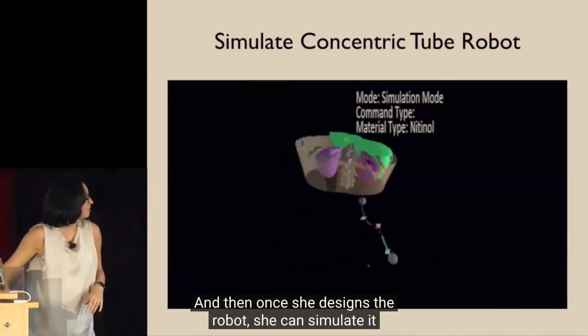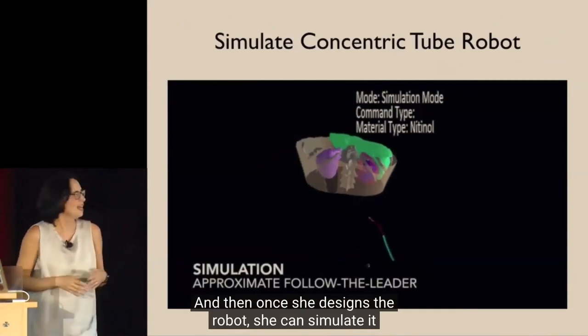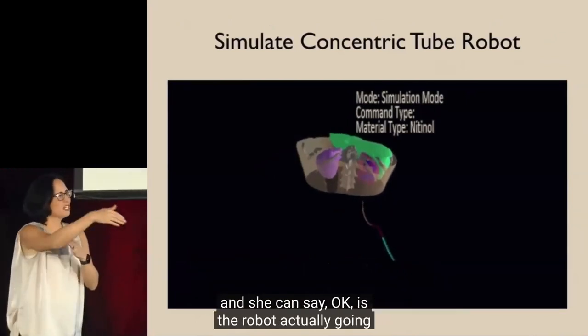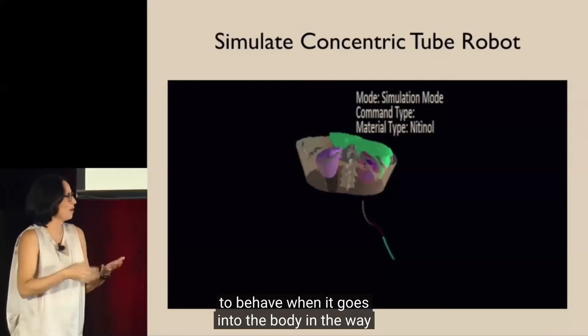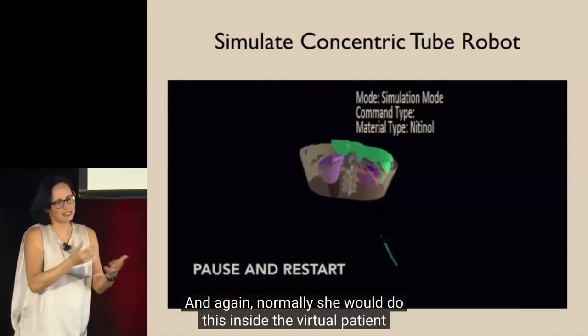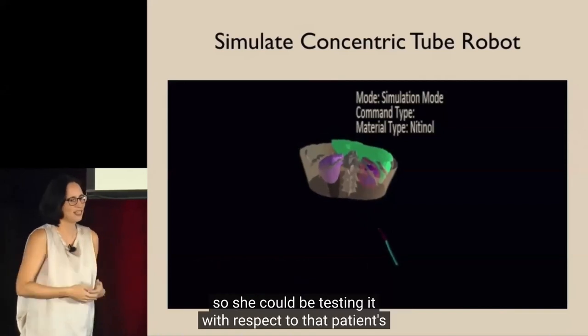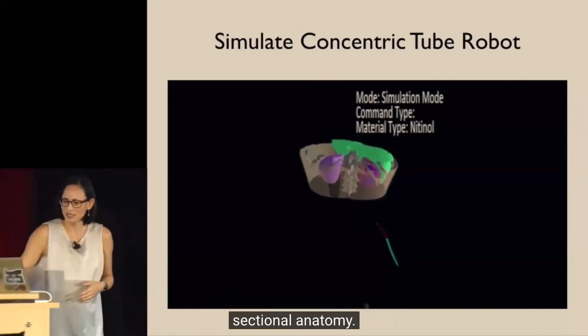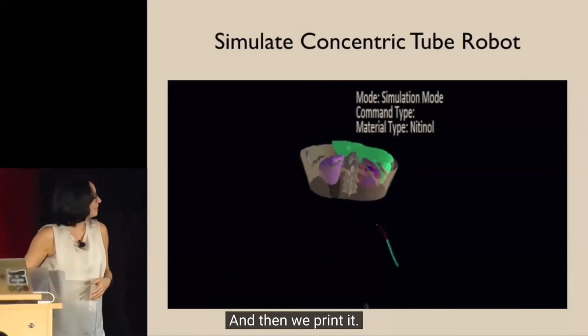And then once she designs the robot, she can simulate it, and she can say, okay, is the robot actually going to behave when it goes into the body in the way that I designed it for? And again, normally she would do this inside the virtual patient, so she could be testing it with respect to that patient's actual anatomy. And then we print it.